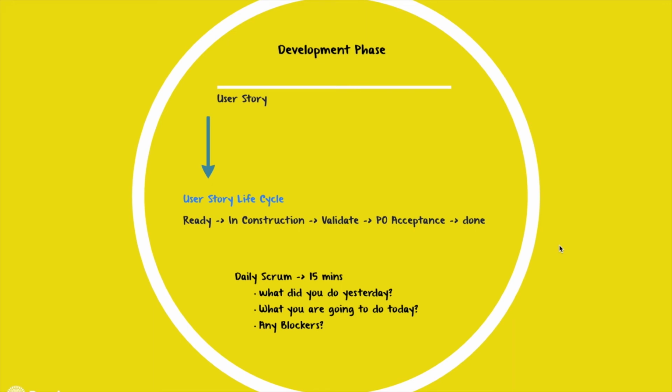The daily scrum is a 15 minute meeting used by the team members to update their status by covering 3 basic questions: what did they do yesterday, what are they going to do today, and any blockers. This will help the team to be in sync.